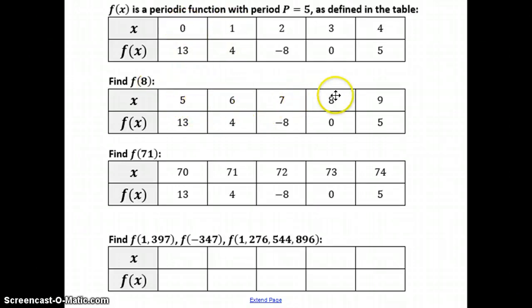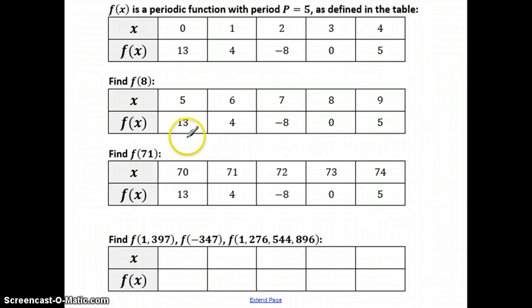What is f of 8? Well, of course, it's 0. How could we find f of 71 from this information? Well, let's think about it. If we have a table here from 0 to 4, and we know that the table goes from 5 to 9 and repeats the same y values, we can imagine that we would have another table that goes from 10 to 14, 15 to 19, and so forth. And so the first value in each of these tables would be 0, 5, 10, 15, 20, and so forth, multiples of 5.